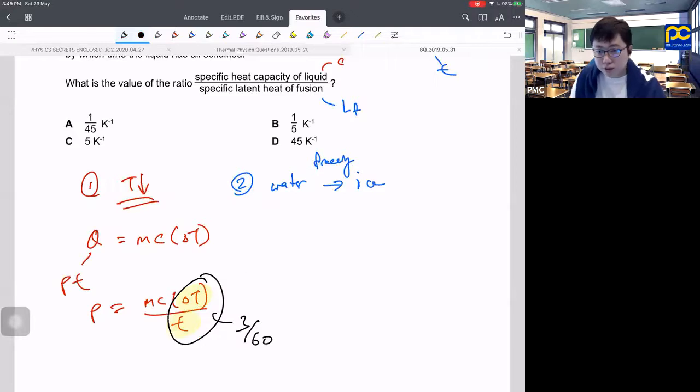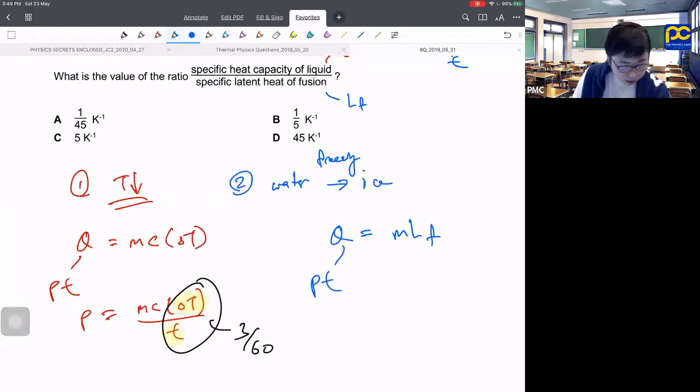Then after that, you undergo freezing. Go on, and if you're faster than me, you can go ahead, no problem. And then we go about freezing. Then the heat loss will be, of course, mL_f. Again, you have Pt. So note that the power is always the same. The amount of heat loss every second will be the same.